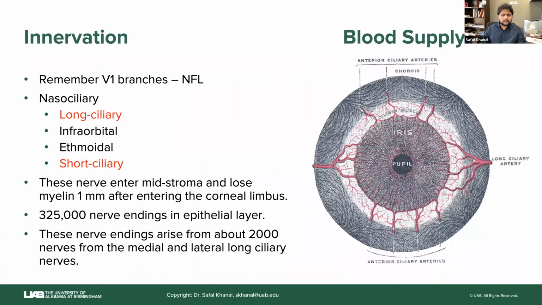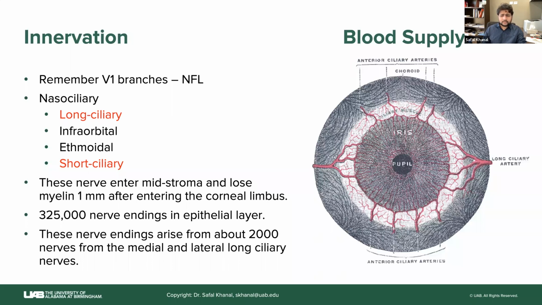When it comes to the nerve supply and blood supply in the cornea, for the nerve supply, again, remember the NFL acronym, branches of the ophthalmic nerve: nasociliary, frontal, and lacrimal. And nasociliary gives rise to LIES, L-I-E-S: long ciliary, infraorbital, ethmoidal, and short ciliary. Basically, long ciliary and short ciliary are the main nerve supply to the cornea, and these enter the cornea mid-stroma, but they lose their myelin almost 1 millimeter after entering the limbus area.